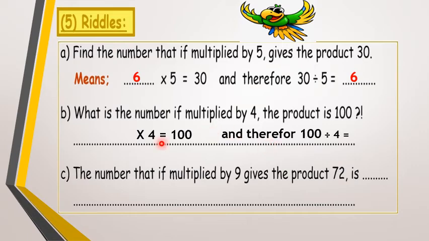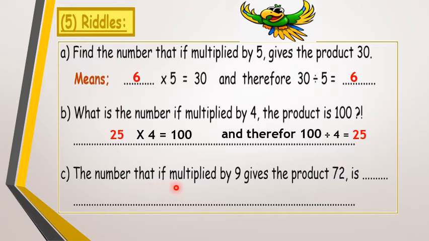I can search in table 4 to reach 100. It's so far. So I will say that for 100 divided by 4, I will split 100 into 4 equal parts. So it's going to be 25. So the missing factor here is 25.